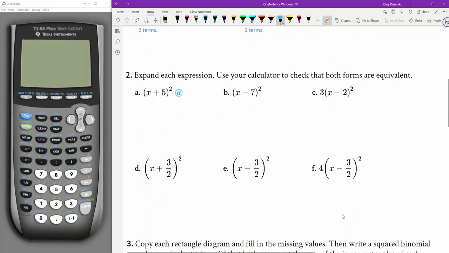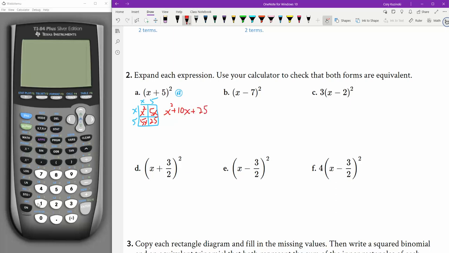All right, expand each expression. Use your calculator to check that both forms are equivalent. I'll do that on a couple, but not all of them. All right, so we've got x plus 5 squared. Did several of these in examples in our notes. x times x is x squared, x times 5 is 5x, x times 5 is 5x, 5 times 5 is 25. So expanded form, this would be x squared plus 10x plus 25.